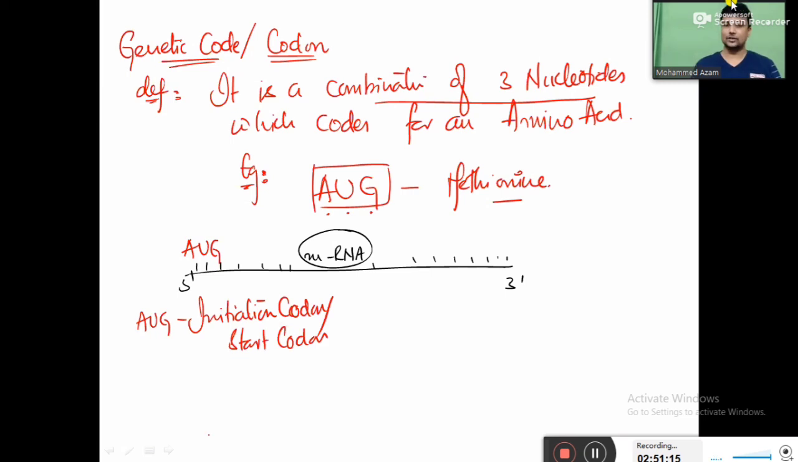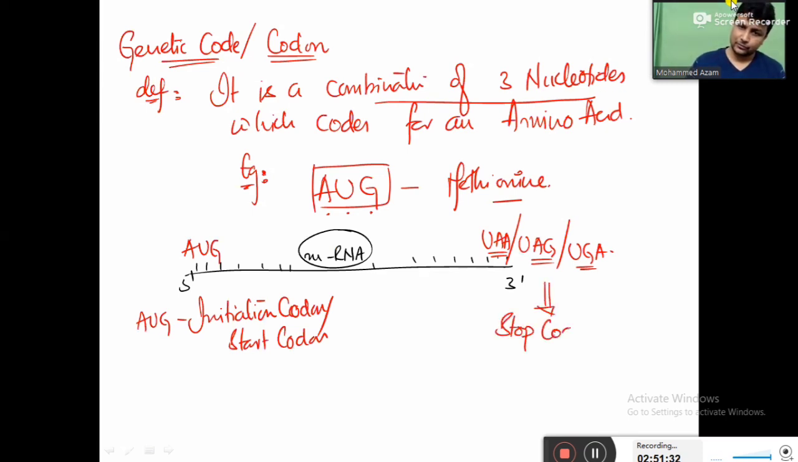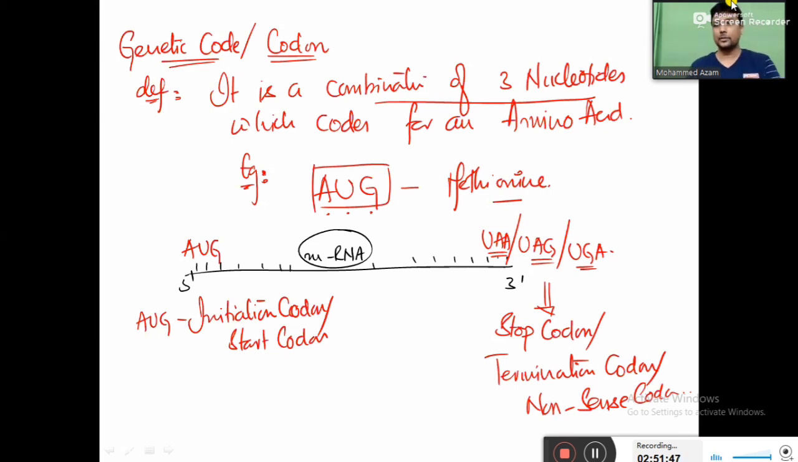AUG is also known as initiation codon. And remember, at the end there will always be either UAA or UAG or UGA. These 3 are together known as the stop codons, or in some good English, the termination codons. Because they are not coding for any amino acid, they are also known as the nonsense codons, guys. So remember, in an mRNA, the initiation codon will always be AUG and the termination codon will be UAA, UAG and UGA.